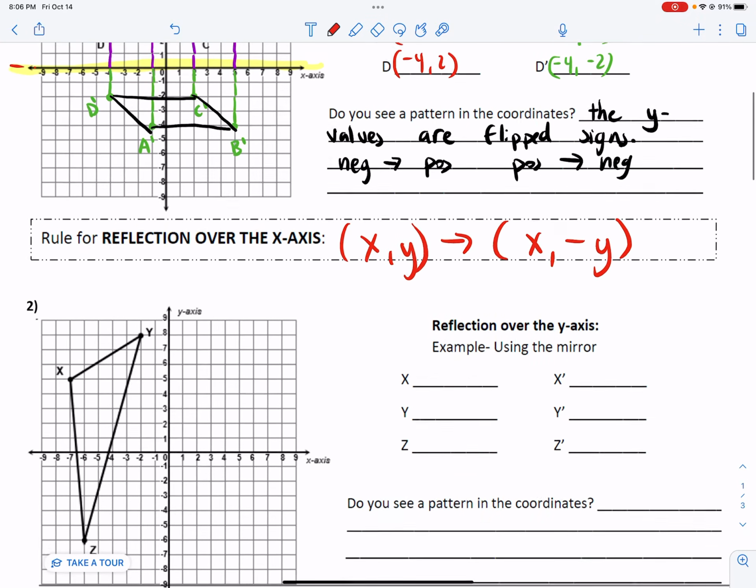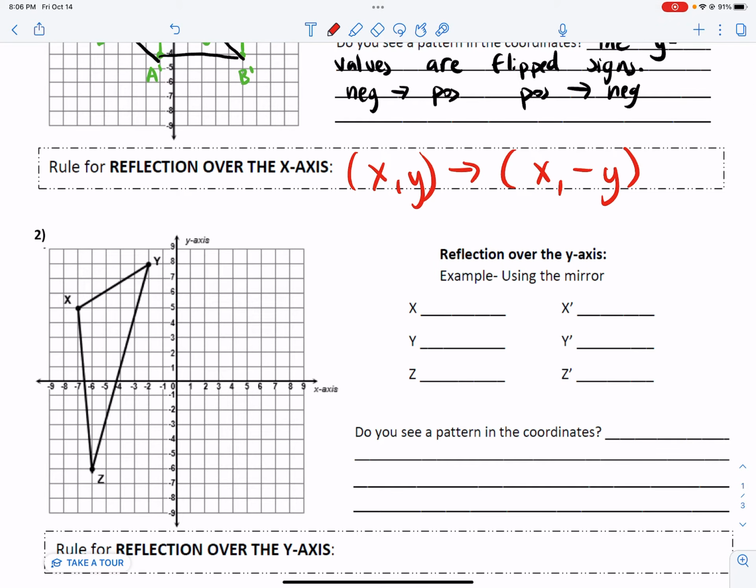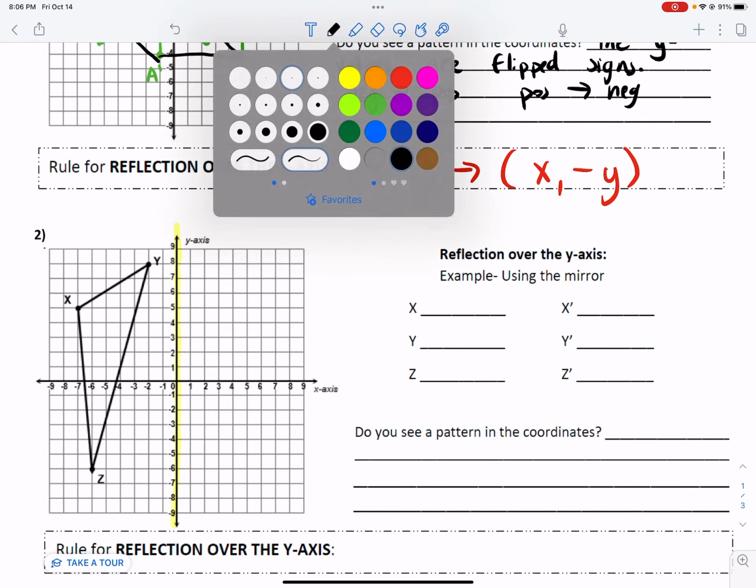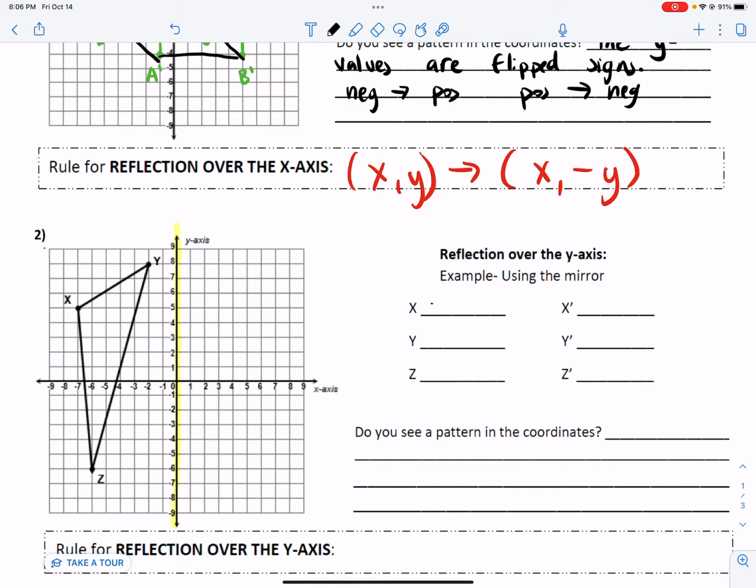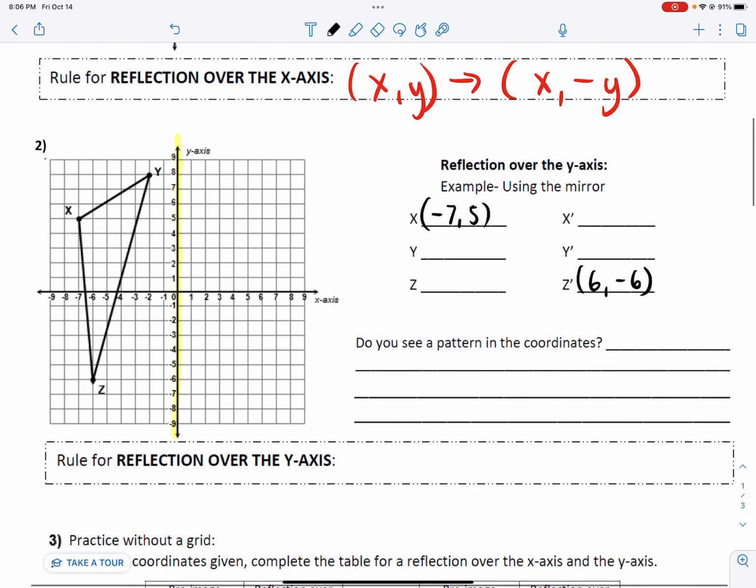Now you're going to do the y-axis. I'm going to get you started with the line of reflection, reflecting over the y-axis. So here's your y-axis. Go ahead and highlight that. And maybe I'll get you started on 1 point since I feel so generous. Point X is at negative 7 comma 5. And I'll just tell you that Z will be at 6 comma negative 6. Alright, go ahead and fill in the rest and tell me what pattern you see.